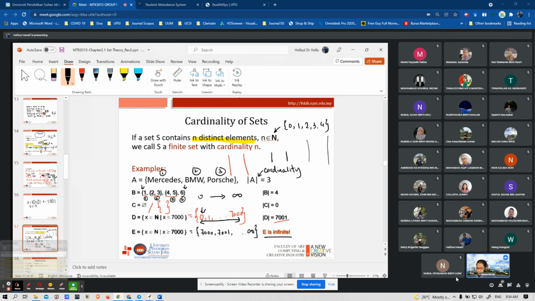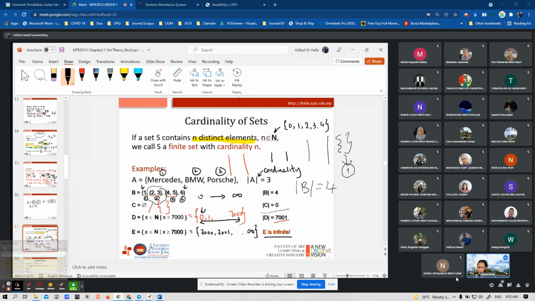And then for B, if we have a bracket, we can count this one as 1, then 2, then 4, 5 is a 3, and 6 is the 4. The cardinality of set B is 4 because we have a bracket. If you have a bracket, we can count this one as one element. Okay, and then C is empty or null. C is null, 0.